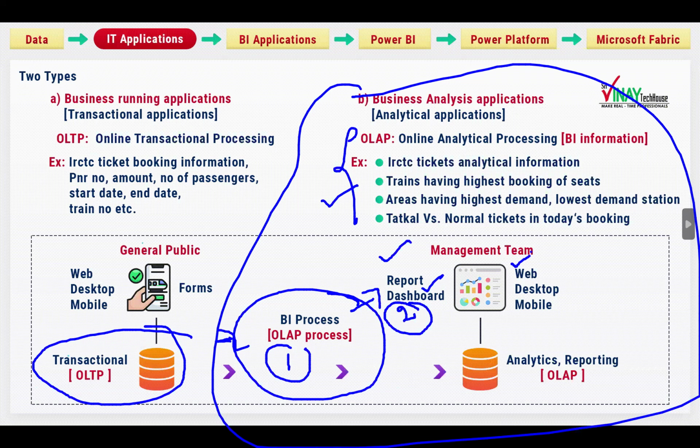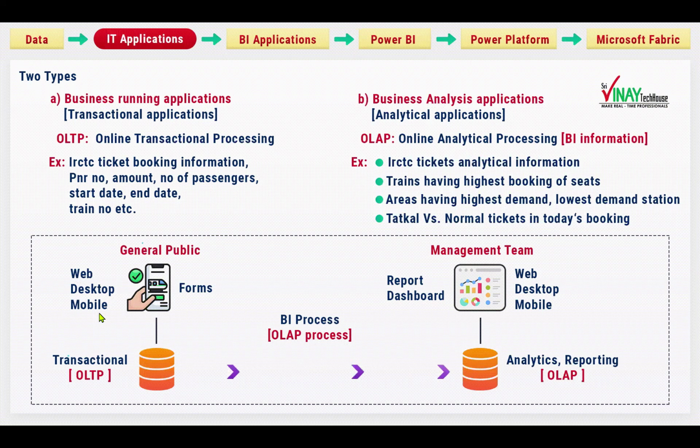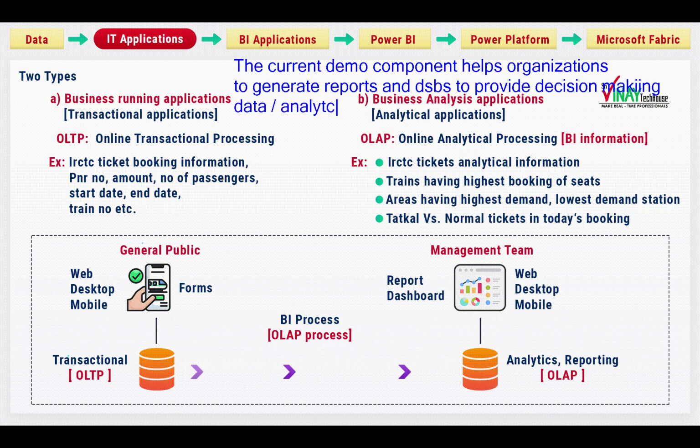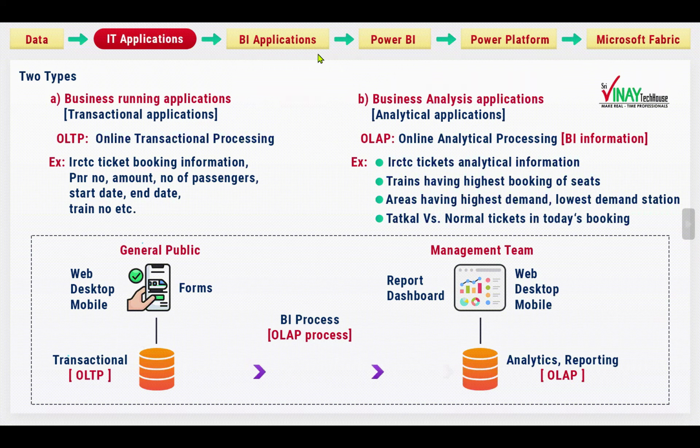Everyone got clarity? Any question from this? So you're not going to run the business, you're not going to create an application which will run the business. You are going to create an application which will help organizations to analyze. The current demo component helps organizations to generate reports and dashboards to provide decision-making data. This data can also be called analytical data. This data can also be called business intelligence data. So your objective is this. But how is it possible?